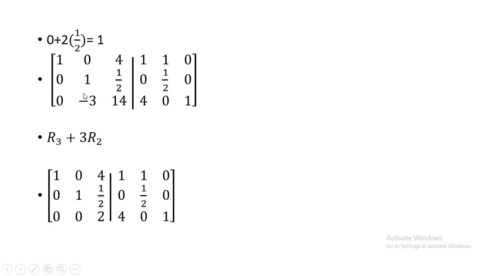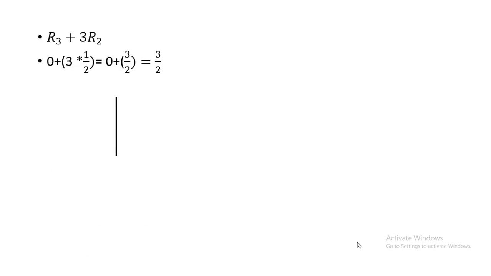Okay, then we need to make this element equal to 0. Now for this element to be equal to 0, the operation required is R3 plus 3 times R2. Now for R3 plus 3 times R2, this has become 0. Okay, what will this be? This is 14 plus 3 multiplied by 1 by 2, which will give you 2.